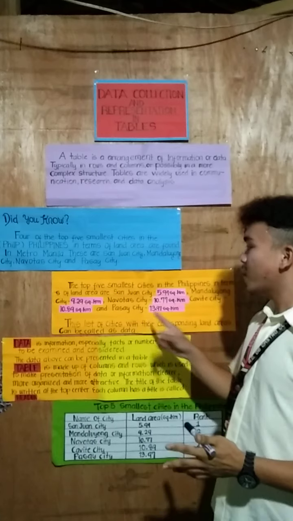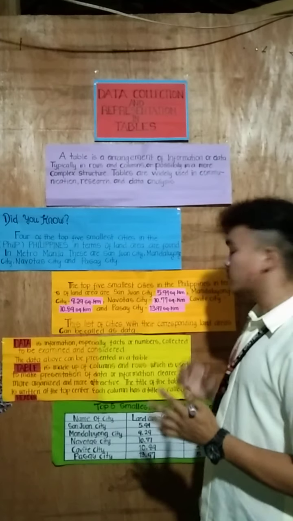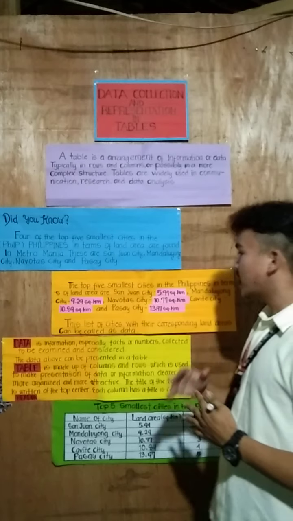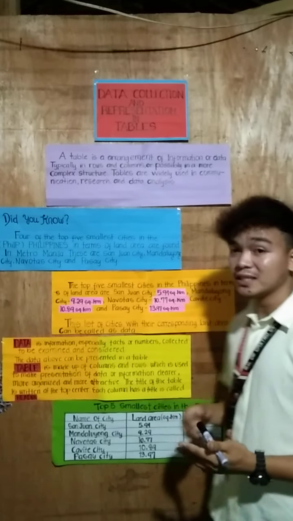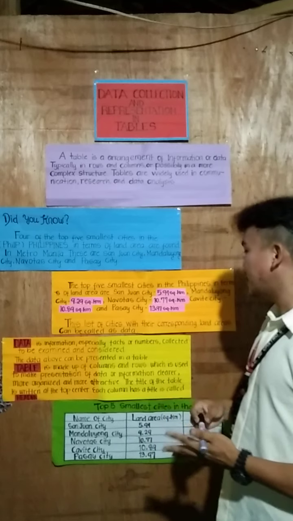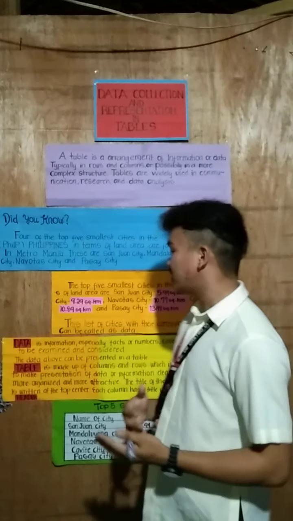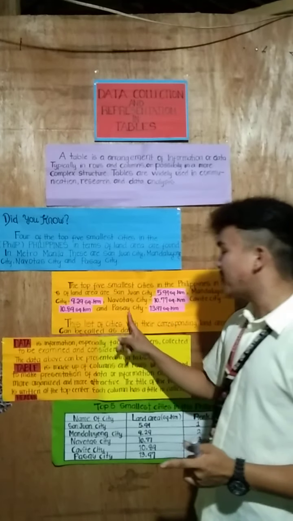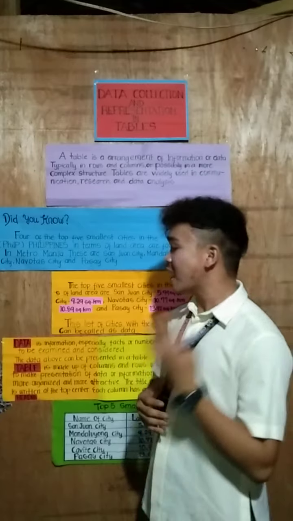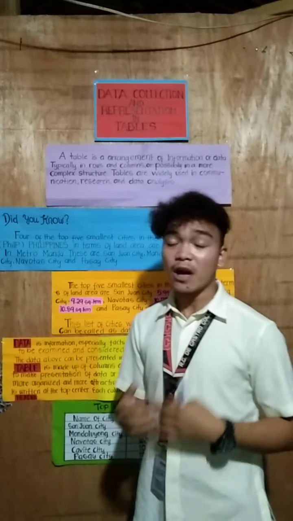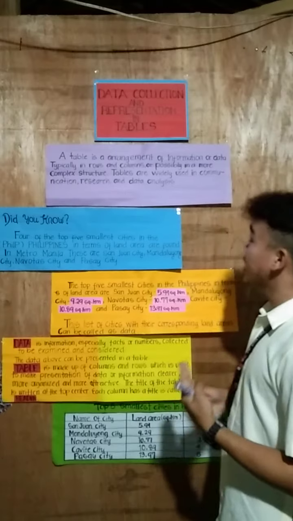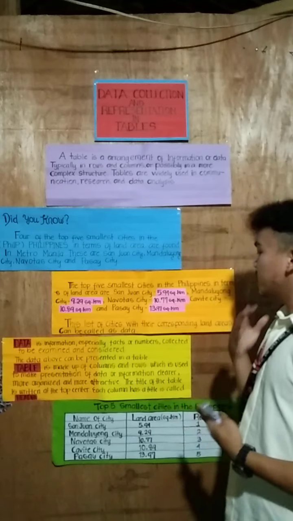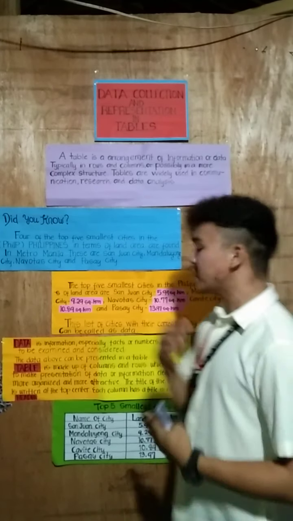Okay, since we know the land area of each place in Metro Manila, which are the small cities in the Philippines, San Juan City, Mandaluyong City, Navotas City, Cavite, and also Pasay, for us to get and organize all the information that we have, we need to use data collection and representation in tables. So this list of cities with their corresponding land areas can be called data.